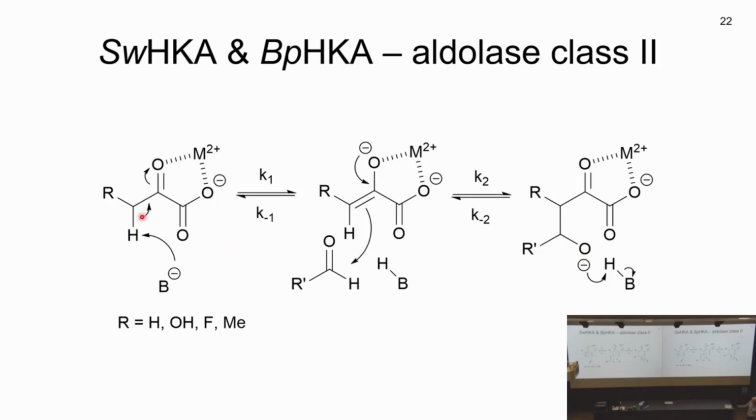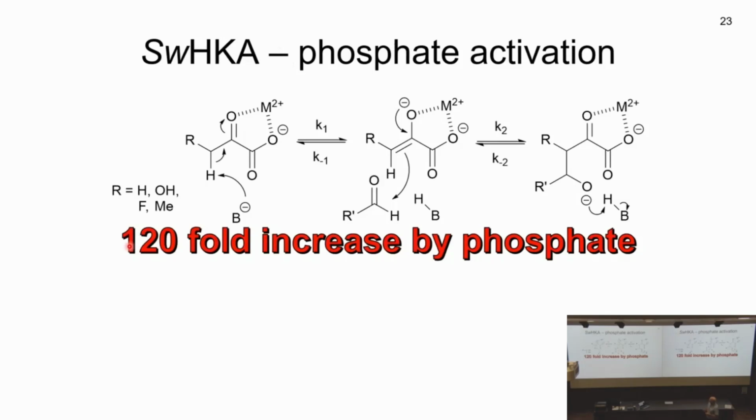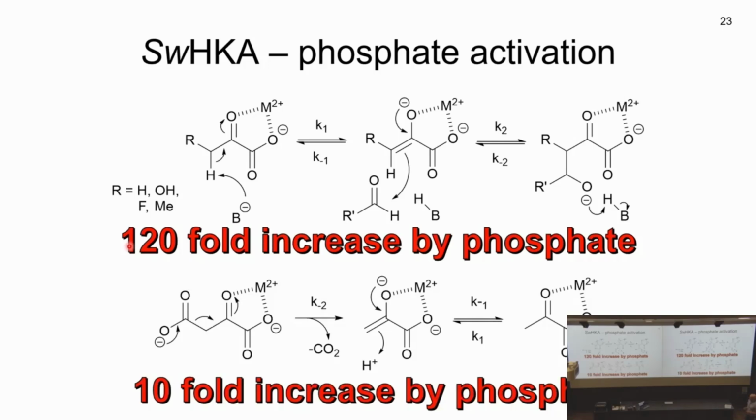Okay, so to further understand this, we looked at the entire kinetics, and the first step is the deprotonation. And this you can easily follow by HD exchange in an NMR. And when we did this, we found that for the enzyme, which is phosphate activated, this deprotonation is 120-fold faster than in the absence of phosphate, which was in good accordance with the literature where it was 150 times faster. And we also looked at the retroaldol reaction again, and even there we found a 10-fold increase in rate by phosphate. For the other enzyme, this was not the case.